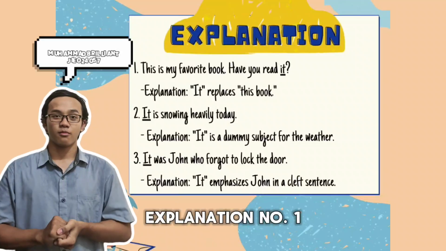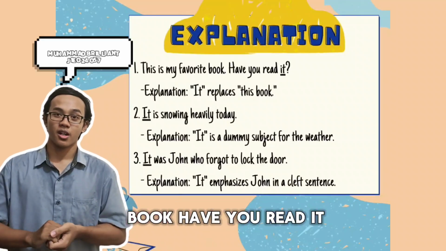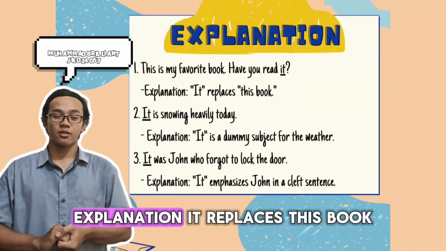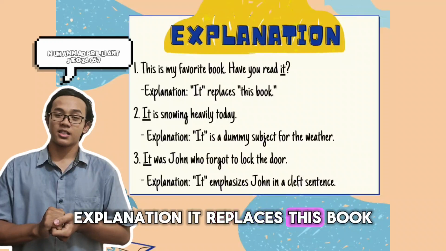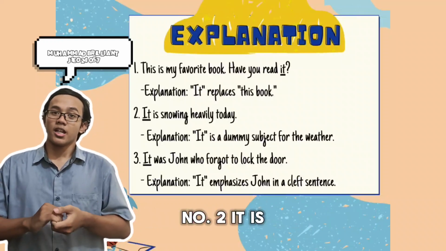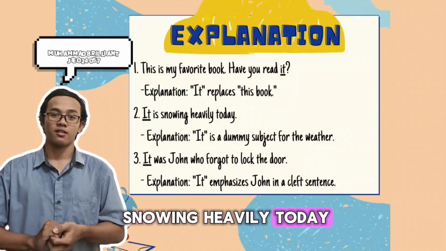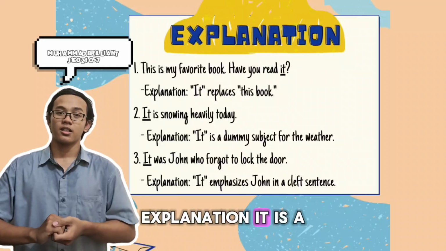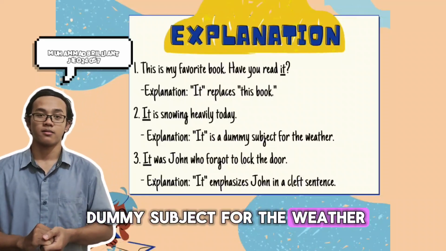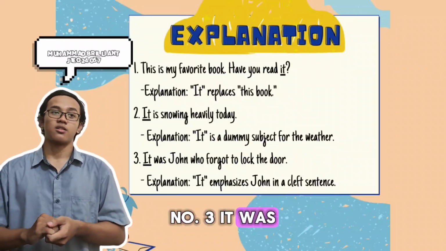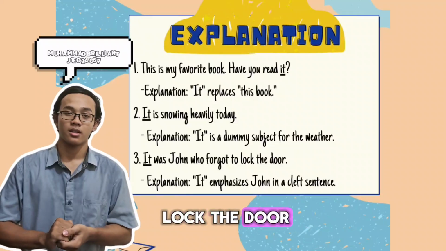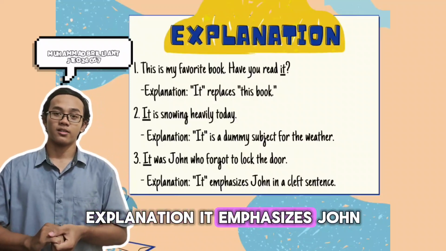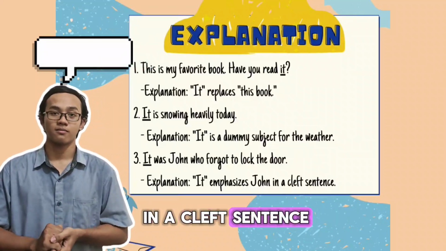Explanation. Number 1. This is my favorite book. Have you read it? Explanation. It replaces this book. Number 2. It is snowing heavily today. Explanation. It is a dummy subject for the weather. Number 3. It was John who forgot to lock the door. Explanation. It emphasizes John in a cleft sentence.